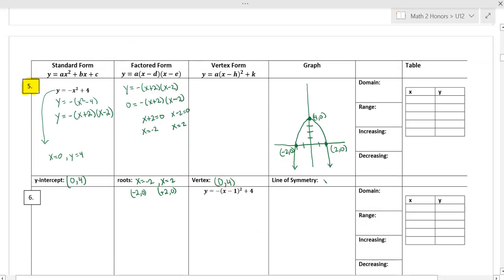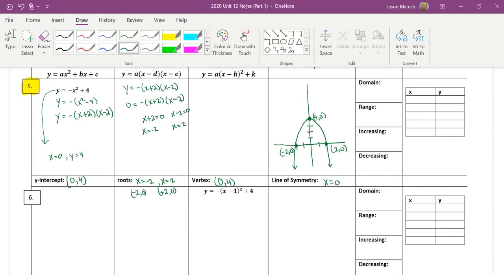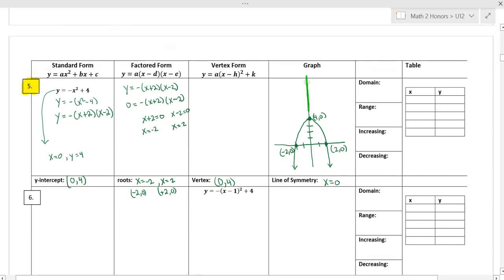Line of symmetry is going to be x equals 0 because the line of symmetry is what cuts this parabola in half, and it's cutting right down the middle here at x equals 0.